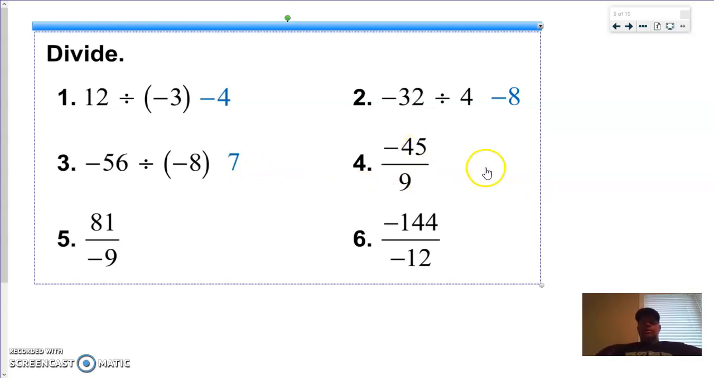Negative divided by a positive, answer is negative, so we get negative 5. Different signs again, when we divide those two, we get negative 9. And since these are same signs, a negative divided by a negative is a positive, or positive 12.